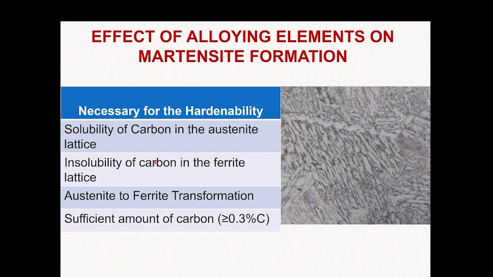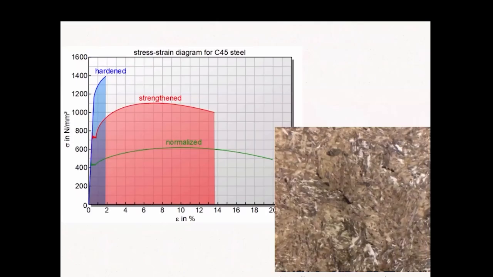Ayan. Okay? So, yung insolubility of carbon in the ferrite lattice, kasi nga, sabi nga natin, kaya lang i-dissolve ng ferrite sa lattice niya na carbon is around 0.07, something like that. So, hindi ka makaka-form ng martensite. Okay? As you could see it here, ayan po yung C45 steel. Kapag hardened po siya, napakataas po ng strength niya. Kapag normal lang siya, kaya lang po yung magiging strength niya. Kaya pag normalize mo lang po ang heat treatment, dito lang po ang strength niya.